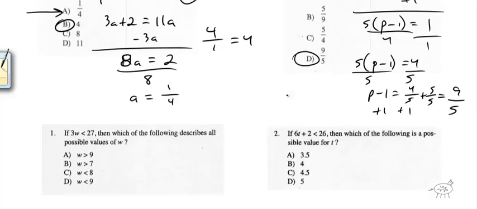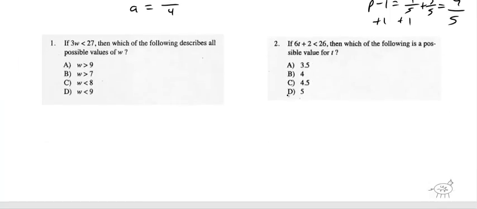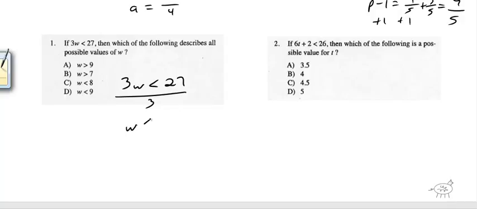Okay, so the next two problems, these are inequalities. The only issue that I have with the inequalities is when you divide by a negative, you got to switch the direction of the inequality. It's so important. Now in this case here, I don't get to that yet. I will eventually, but not here. So 3W is less than 27. Super easy. Divide by 3. W is less than 9. Okay? So D.